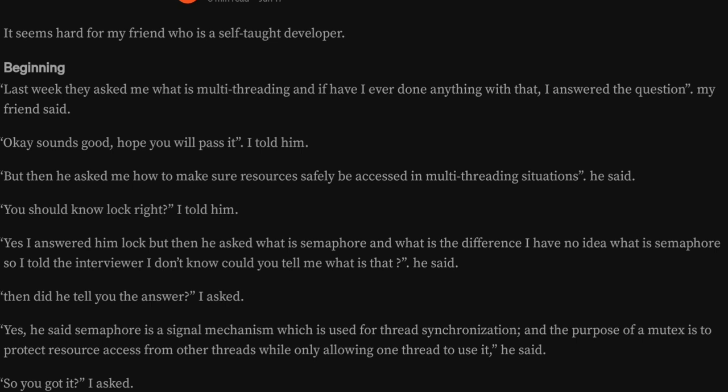So if we have multiple participants and we want to enable two to access the resource, then we can check the counter. I think of it more like an extension, a semaphore extension of a mutex. But let's see. Beginning last week, they asked me what multi-threading is, and if I have ever done anything with that. I answered the question.